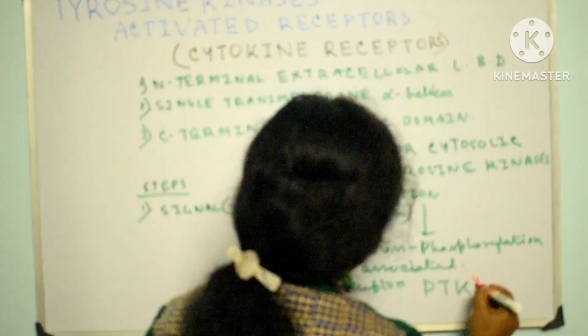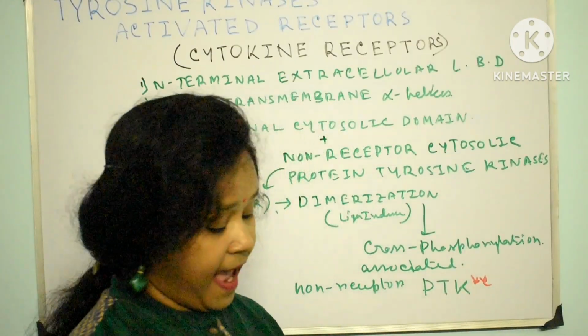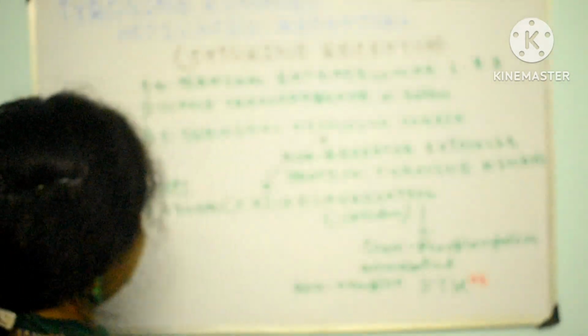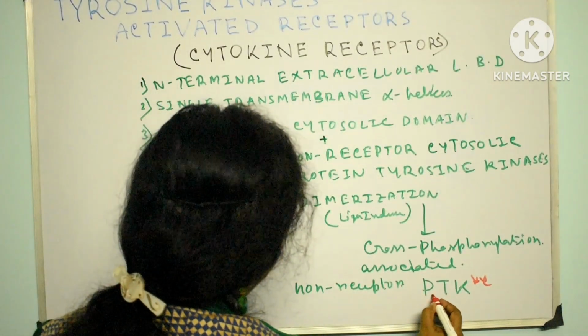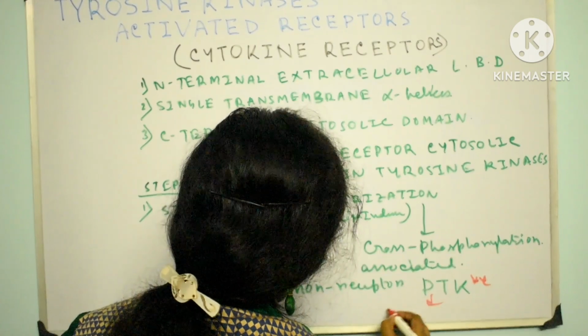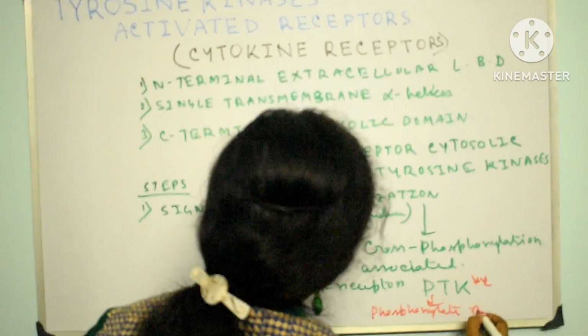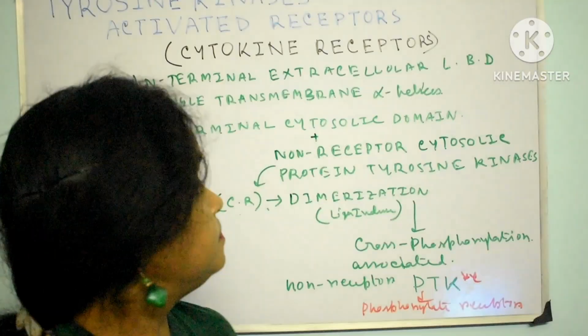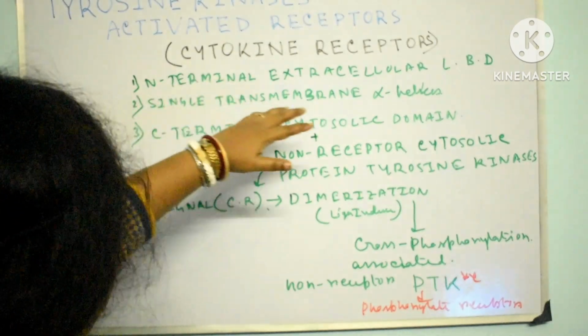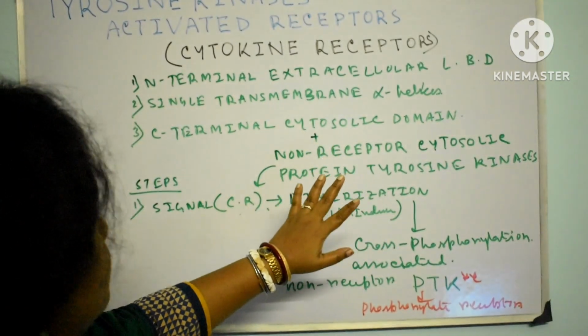Okay, these kinases are now being activated. This activated kinase then phosphorylates the receptor. So this is about the cytokine receptor.